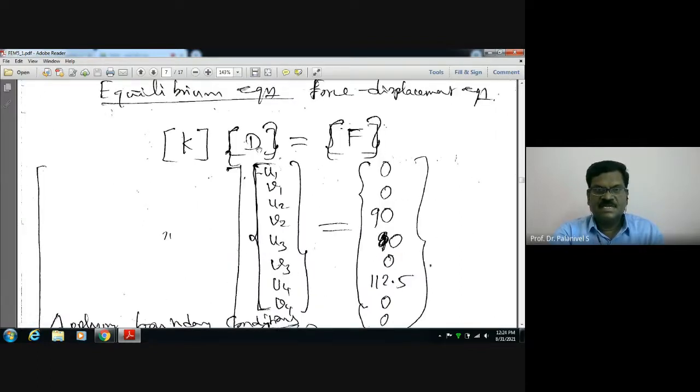And what is D? That is capital D, the nodal degrees of freedom, U1, V1. Okay. Don't write that there are 8 degrees of freedom, no. So for node 1, U1, V1, U2, V2, U3, V3, U4, V4. U3 means horizontal, V3 means vertical displacement. This is equal to the nodal force vector.